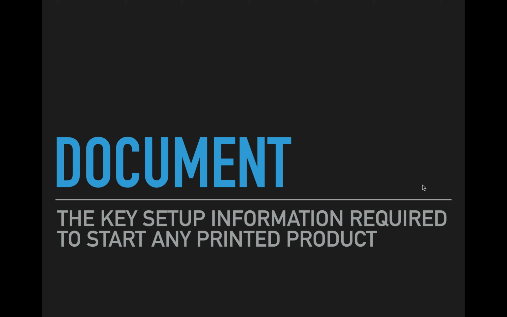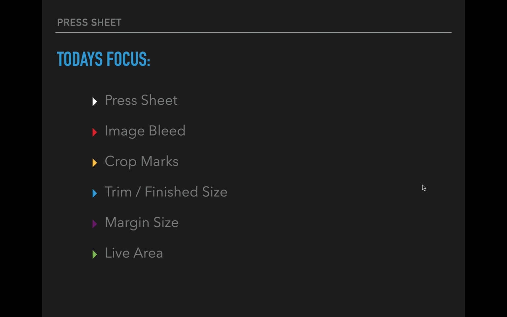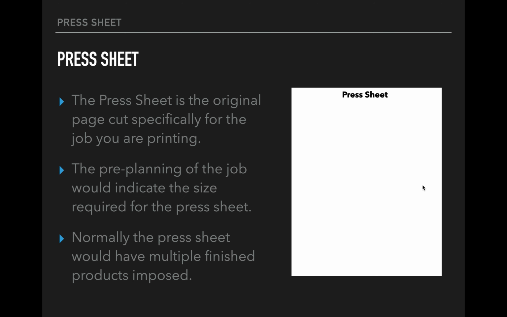Today we will focus on the document and the key setup information required to start any printed product. Today's focus will be press sheet, image bleed, crop marks, trim or finish size, margin size, and live area. Take a look at the colors for the bullet points. These will help indicate which areas are which. We'll start with the press sheet.